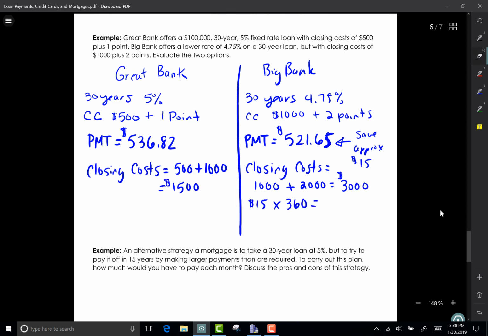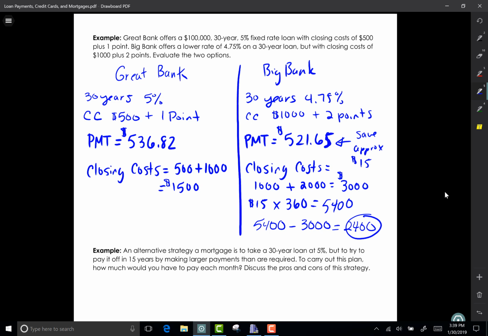Since you're saving $15 a month on 360 payments, that's a savings of $5,400. So if you take that $5,400 and subtract off the closing costs, you notice you're actually saving $2,400.